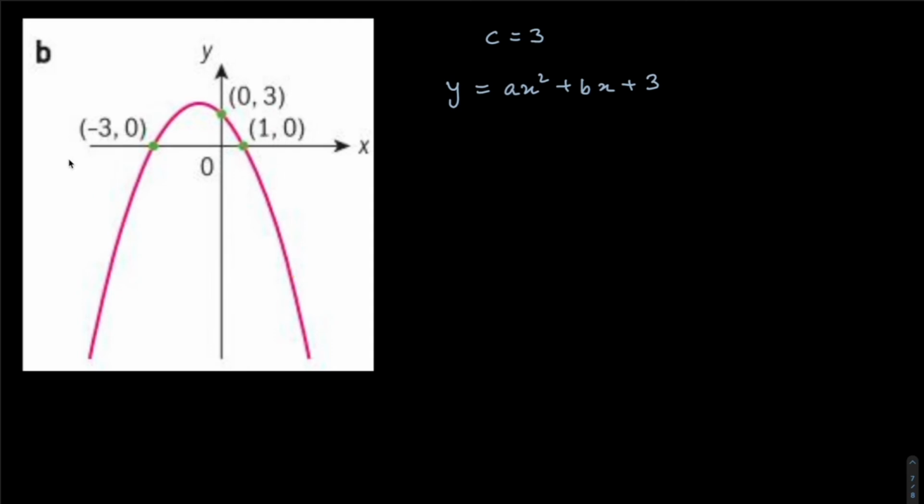So I'm going to plug in for x minus 3, and for y, I'm going to put 0. Similarly, for the second equation, I'm going to put 1 as x and 0 as y. That's going to give me 2 equations with 2 variables, and I can solve the simultaneous. All right, so let's get started.